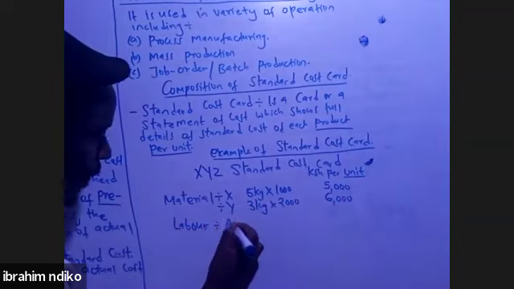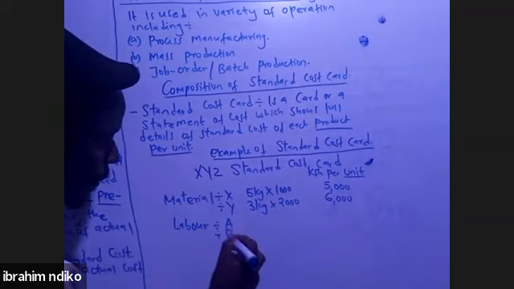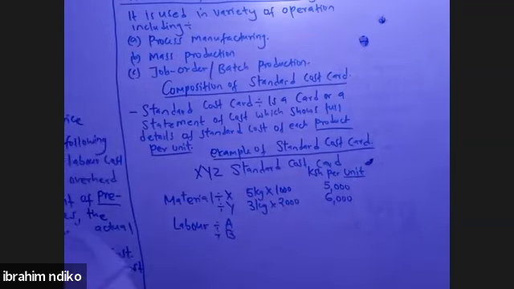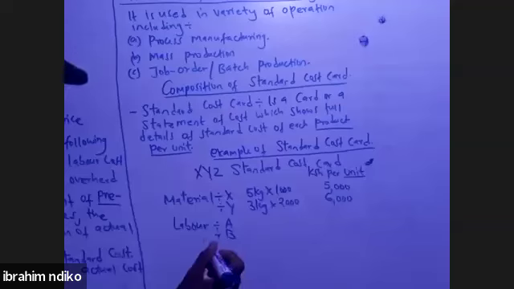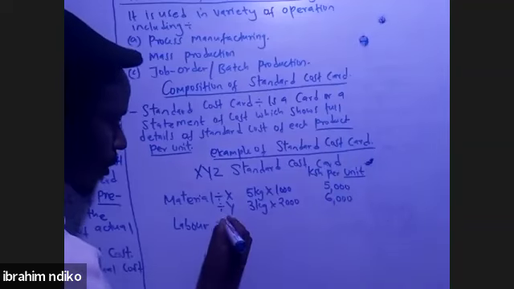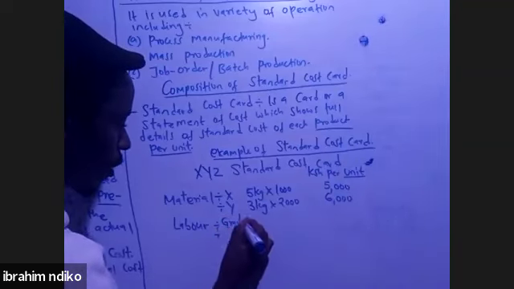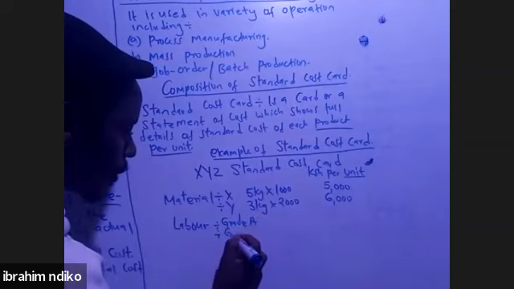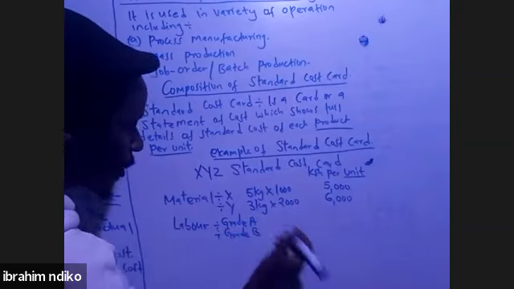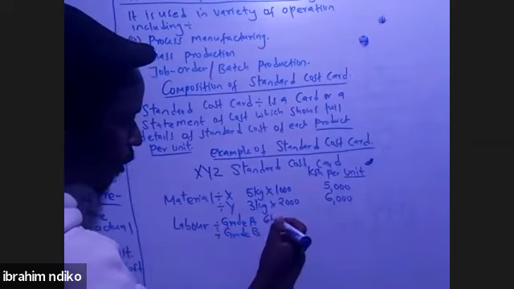Labor, we can have A and B. So we can say grade A. Now, grade B. So grade A is 6 hours.